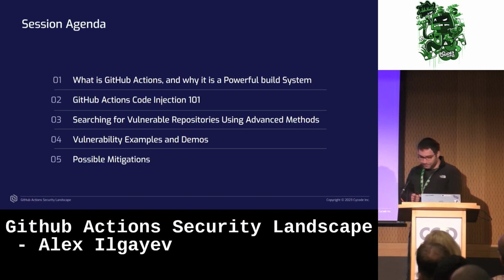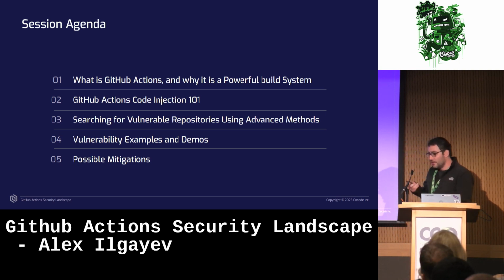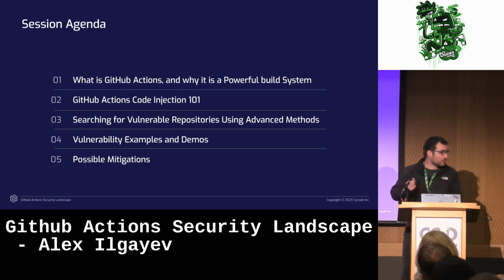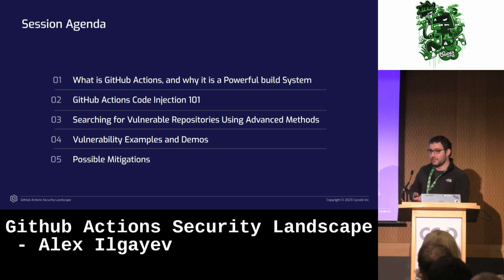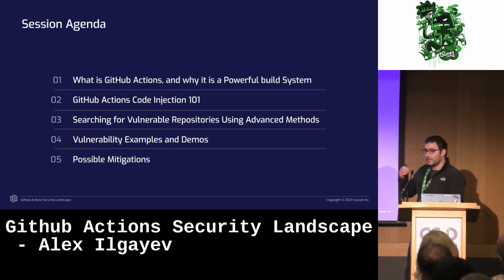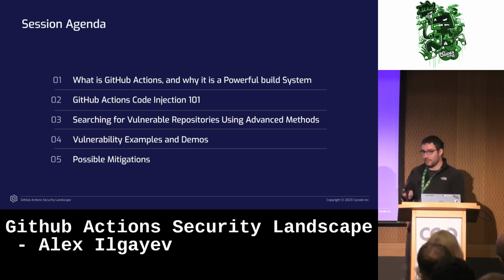Let's start with the agenda. Before we dive into what these vulnerabilities are, how they work, and how I managed to exploit them, let's start with understanding what a GitHub Action is, how it works, and why it is a powerful build system. Then we'll go through how it's possible to inject code by exploiting vulnerabilities in your GitHub Actions. I will show how I managed to develop some tools and find these vulnerable repositories, how I reported them and mitigated these vulnerabilities. Show some demos, examples, and then how to mitigate this.